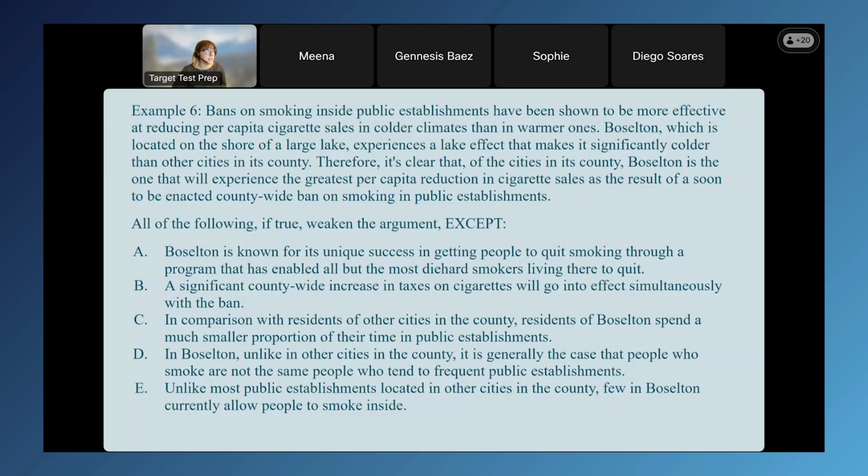capita reduction in cigarette sales as the result of a soon-to-be enacted countywide, no, those were counties. It's colder than other cities in its county. And so they're expecting that of the cities in its county, Bozelton is the one that will experience the greatest per capita reduction in cigarette sales as the result of a soon-to-be enacted countywide ban on smoking in public establishments. All of the following, if true, weaken the argument except. So 4 weakeners and 1 something else, strengthener or just neutral.